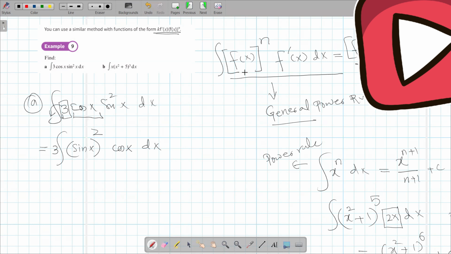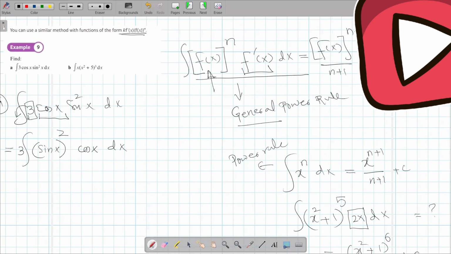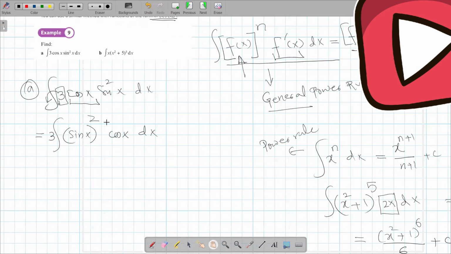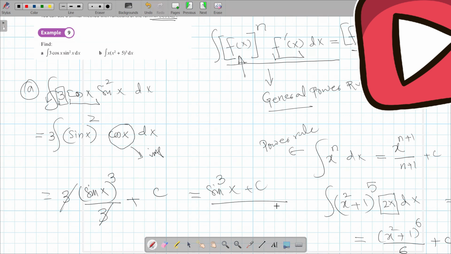Now it is just like this: a function inside some exponent and the derivative is available outside. So what we will do, we will just add 1 to the power and divide by the new power. That's it. So the presence of this derivative is important. If we have the derivative here, then we will just increase the power by 1 and divide by that new exponent. That's it. 3 will be cancelled and the answer is sin cubed x plus c.